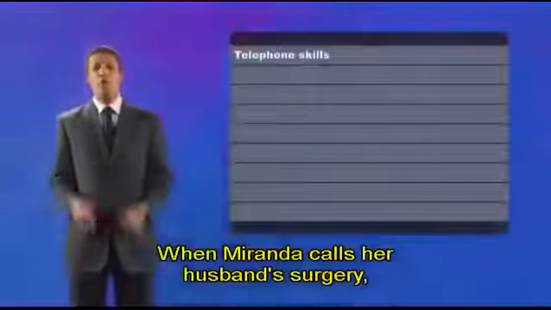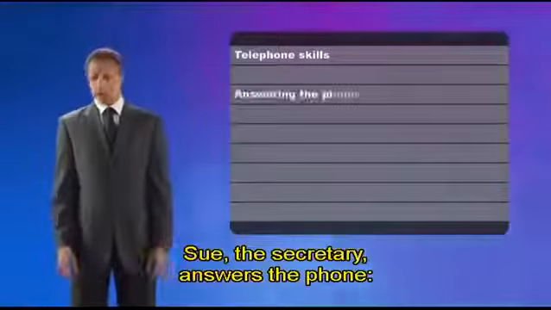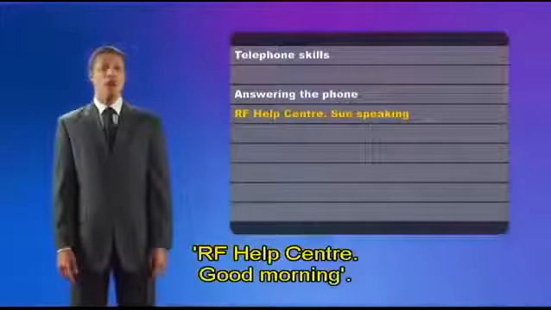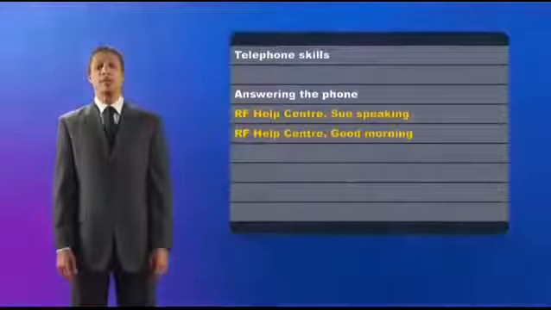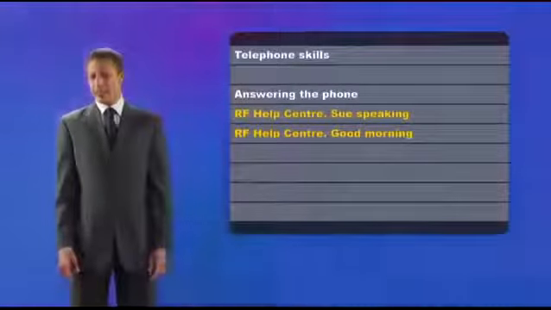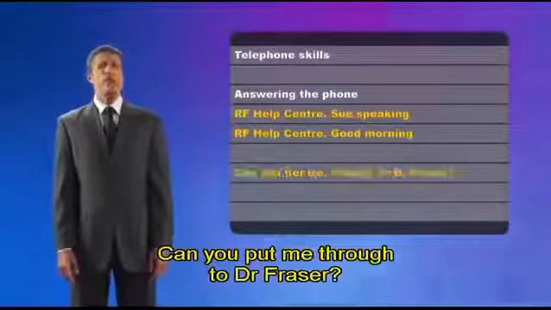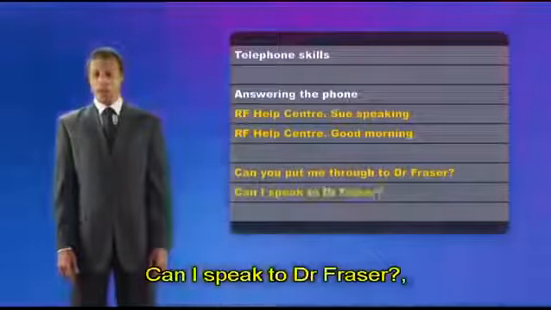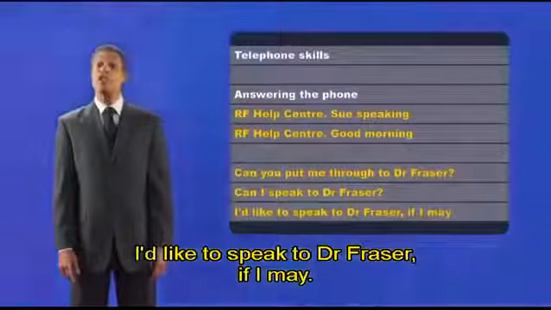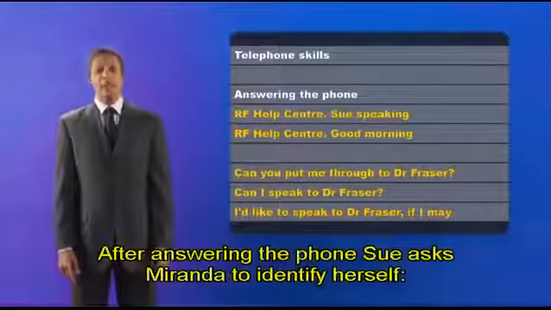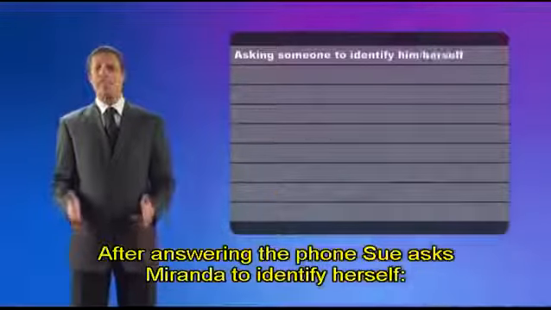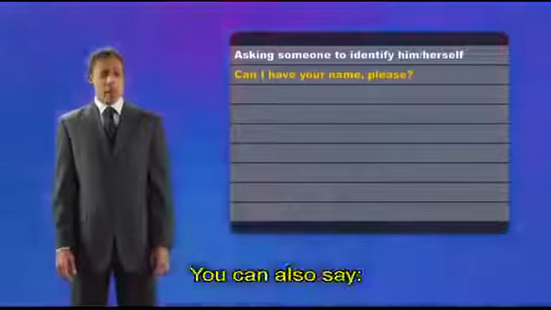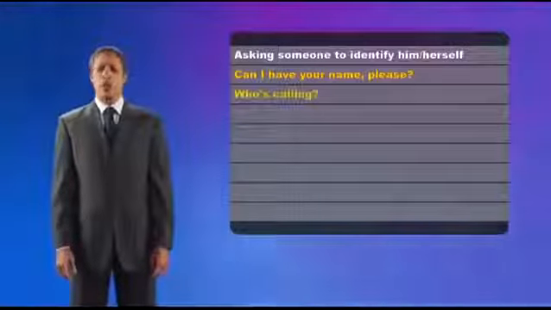When Miranda calls her husband's surgery, Sue, the secretary, answers the phone. RF Help Center, Sue speaking, or RF Help Center, good morning. Miranda wants to speak to her husband, Ray, so she says, can you put me through to Dr. Fraser? You can also say, can I speak to Dr. Fraser? I'd like to speak to Dr. Fraser if I may. After answering the phone, Sue asks Miranda to identify herself. Can I have your name, please? You can also say, who's calling, or who's speaking.